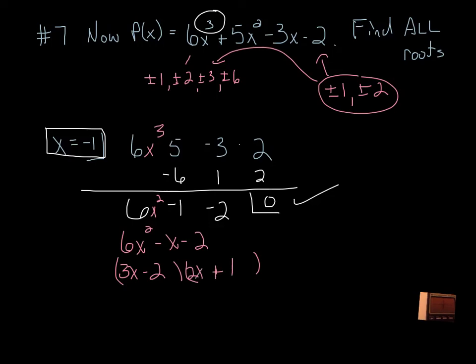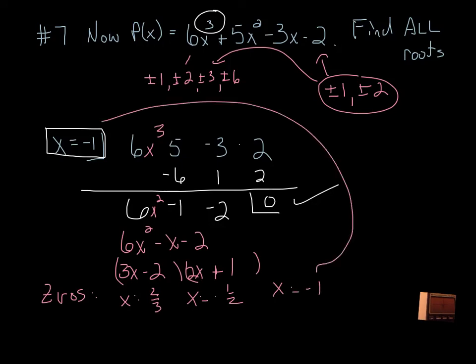So my other roots, my zeros, are 2/3, negative 1/2, and then I found x equals negative 1. I found him earlier. Those are my 3 zeros. They're all 3 real, and they're all 3 rational.